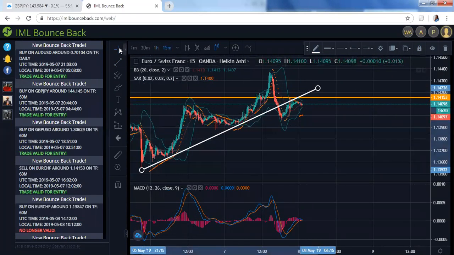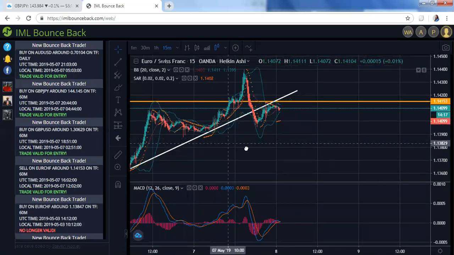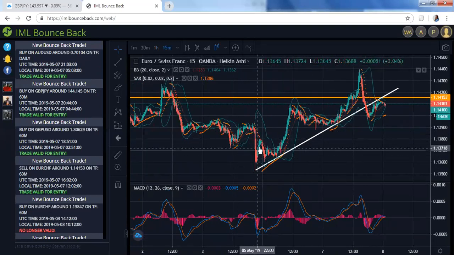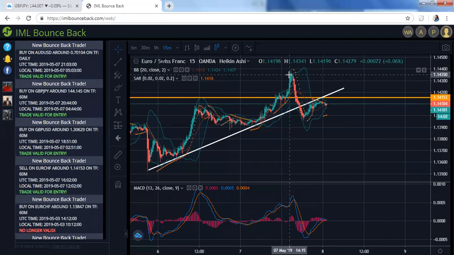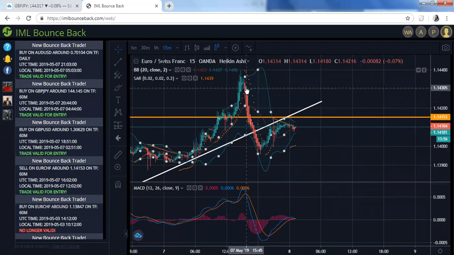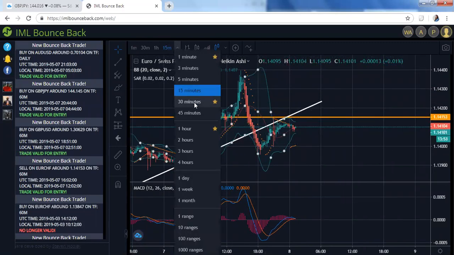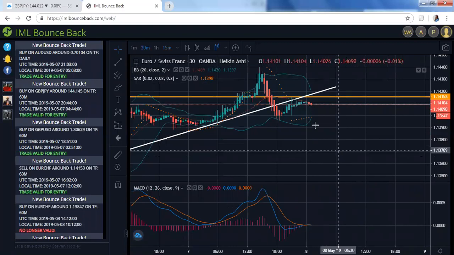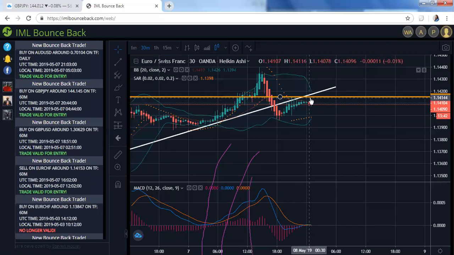Now, using Bounceback interface alone, guys, when you look here, right, we had an uptrend coming all the way up. This uptrend actually started from the 3rd of May, right? But if you look over here, today, we had an impulse. If I go over to the 30-minute time frame so you can see the impulse better, we had a strong move to the downside, and now we have a flag, right?